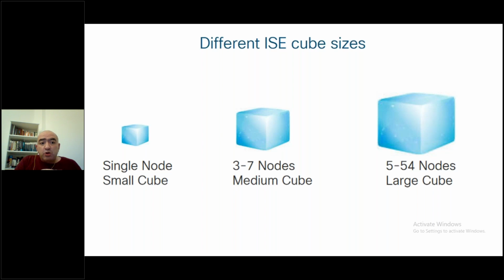If you have a single node, this can be called small cube. So it's not for distributed. This is for a cube that has only one ISE node. If you have from 3 to 7 ISE nodes, this is medium cube. From 5 to 54, this is called a large cube. Just for information, because sometimes you will find it in some books from Cisco Press about ISE.